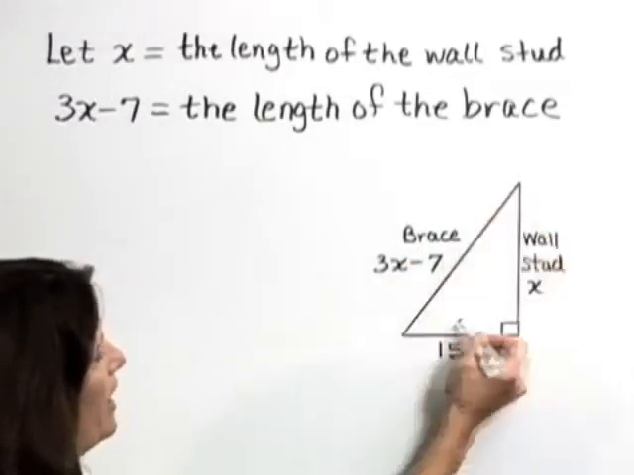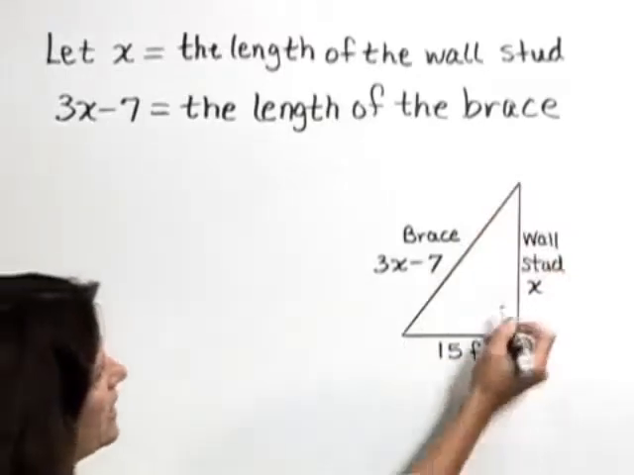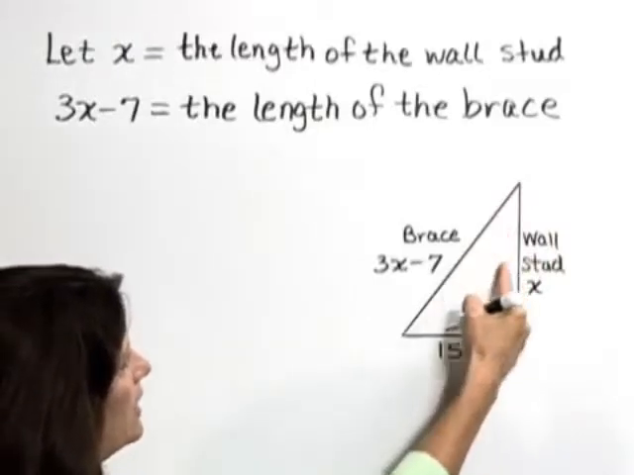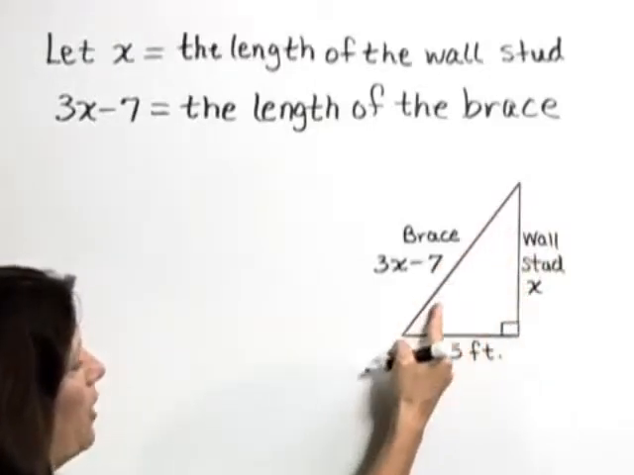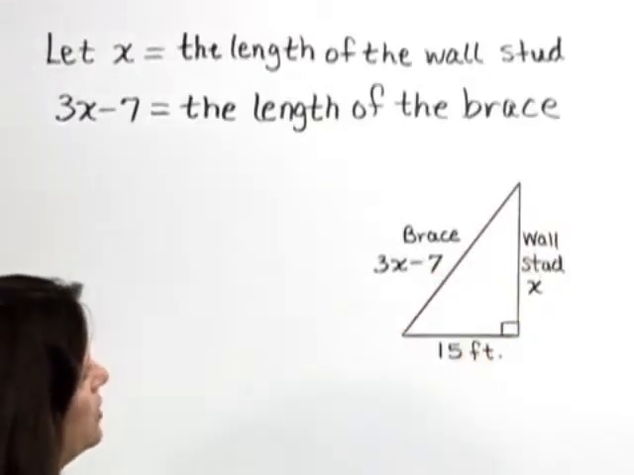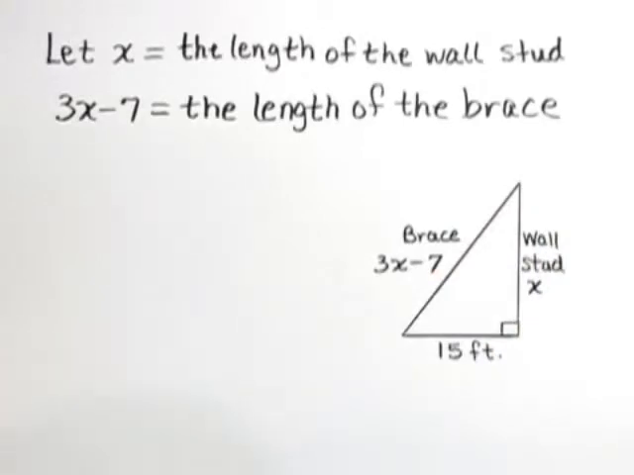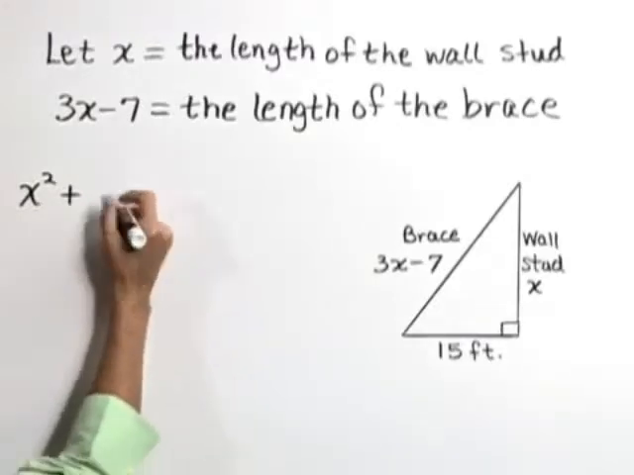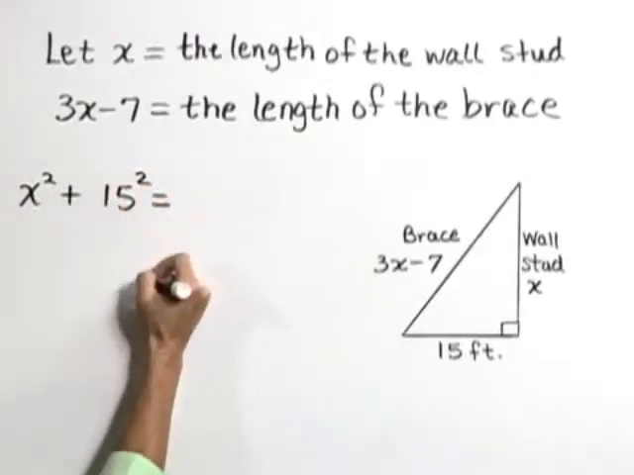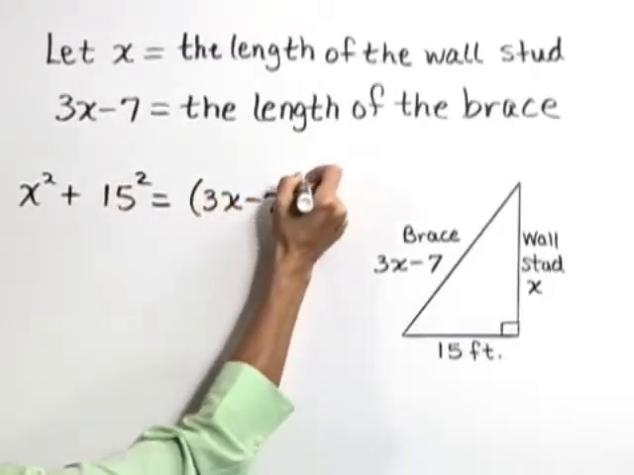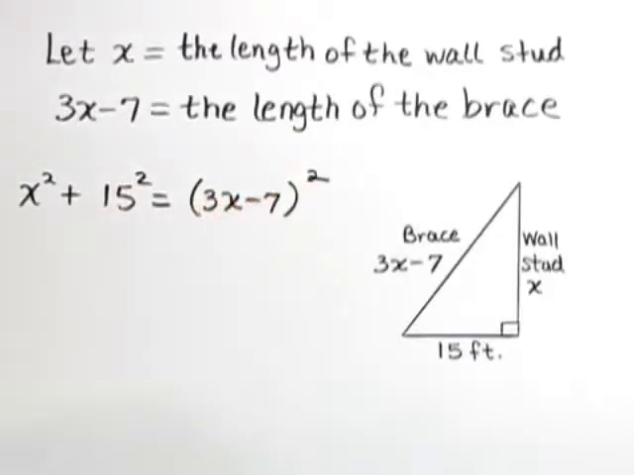We have a right triangle here, and we know that the sides of a right triangle satisfy the Pythagorean theorem that says leg squared plus leg squared is hypotenuse squared. We might think of that as a squared plus b squared is equal to c squared. So our equation in step 3 is going to come from that. x squared, a leg squared, plus 15 squared, the other leg squared, is equal to the hypotenuse, (3x minus 7) quantity squared. Now let's go to step 4 and let's solve this equation.